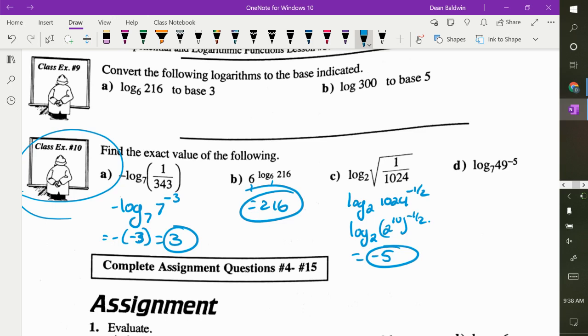And then the final one, what do I need to do to D? What do I have to change? The 49 to what power? 7 squared, right? So what's my answer? Negative 10. When you get good at this, you will do these quickly in your head without even writing anything down. And that will make your life easier, especially when you have big, long problems. You can simplify things very quickly and then just focus on the algebra you need to do.